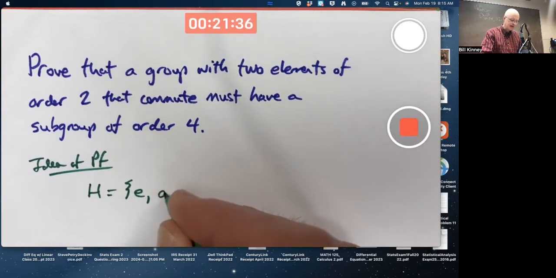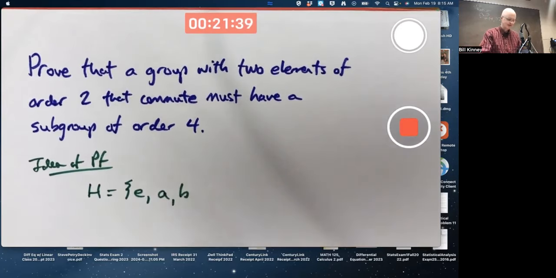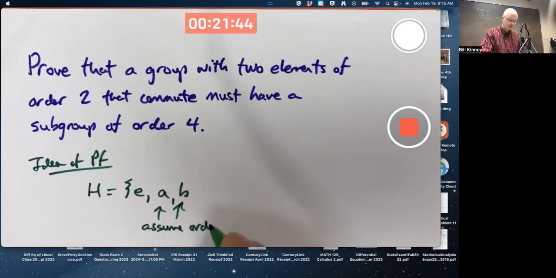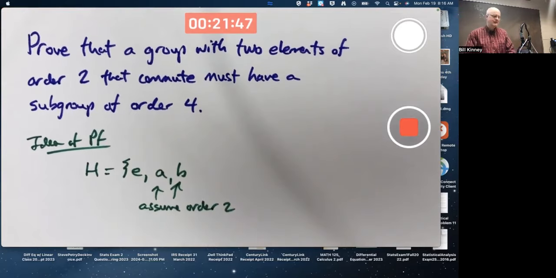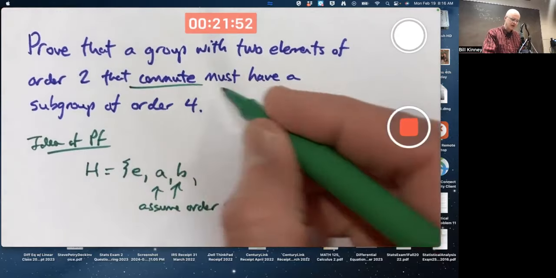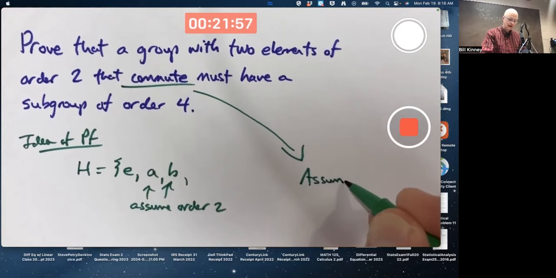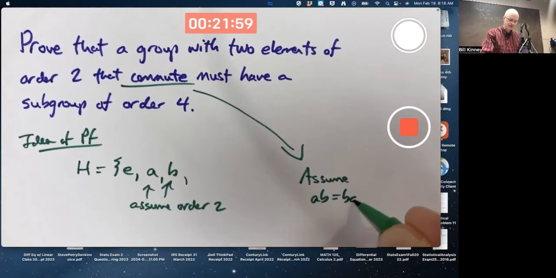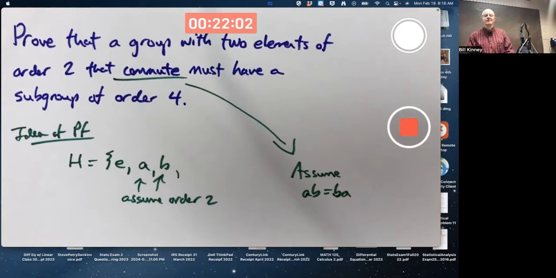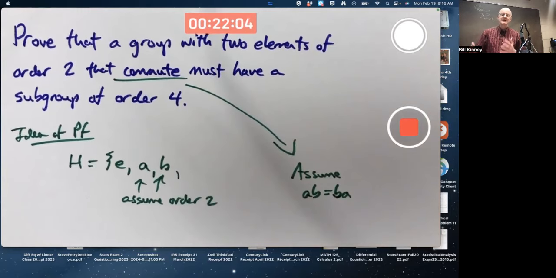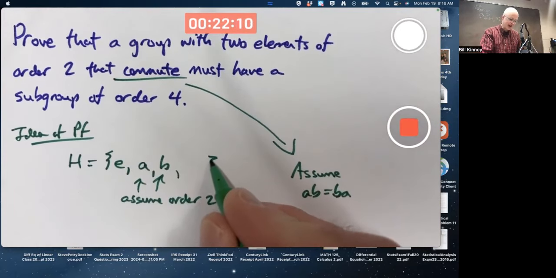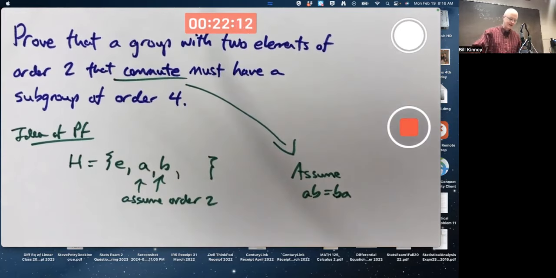Say A and B have order 2. And we are also assuming that they commute. We're assuming that AB equals BA. That's got to be relevant somehow. We need to use this information to somehow construct a subgroup of order 4. And I'm trying to say H is going to be it, but the question is, what's the last element?